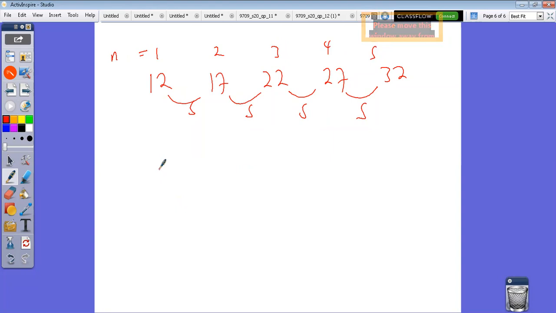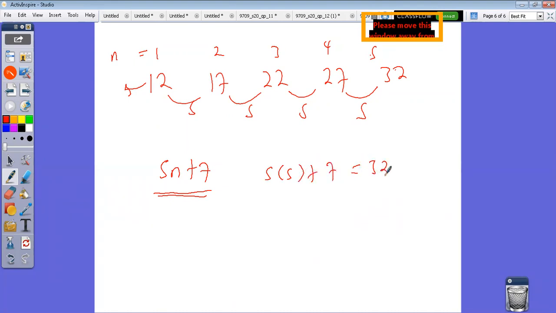So now the general formula for this whole sequence is 5n. But I ask myself, what's the number before this? If I subtract 5 there, I get a plus 7. So this is the general formula. Let's test it. When n is equal to 5, the fifth term, we should get exactly this. 5 times 5 plus 7. It's exactly equal. Check in your calculator, 32.